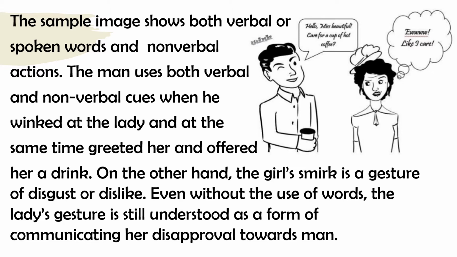The sample image shows both verbal or spoken words and nonverbal actions. The man uses both verbal and nonverbal cues when he winked at the lady, at the same time greeted her and offered her a drink. On the other hand, the girl's smirk is a gesture of disgust or dislike. Even without the use of words, the lady's gesture is still understood as a form of communicating her disapproval towards the man.